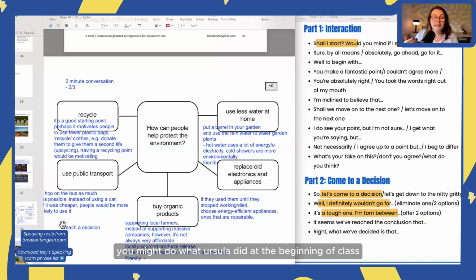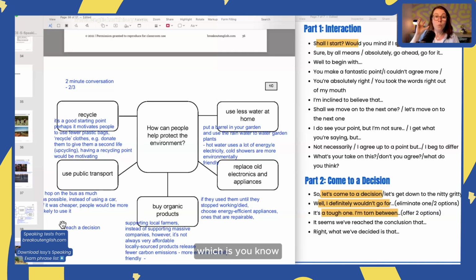So you might do what Ursula did at the beginning of class, which is, why don't we focus on reaching a decision, or we're running out of time. Why don't you let me know which one you think is not the most effective? So you can do what you would do in a normal conversation to try and control the situation as well. Okay?